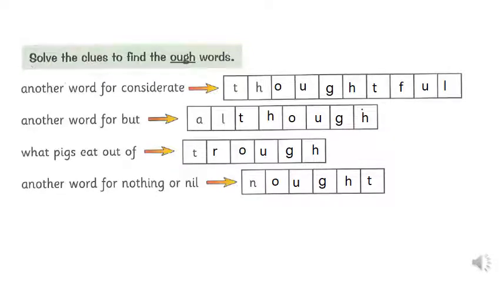And here were your words. Another word for considerate was thoughtful. Another word for but was although. What pigs eat out of is a trough. And another word for nothing or nil is naught. So we can see the ough sound was used there. And again, well done if you managed to get all of your spellings correct.